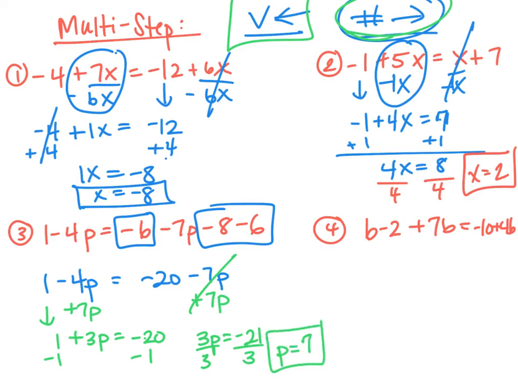Okay, and then the same deal happens on number 4. You got 2 b's on the left side instead of numbers. So b plus 7b, that's a 1. So that's 8b minus 2, because you got to bring that down, equals negative 10 plus 4b.